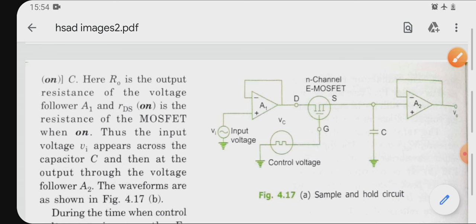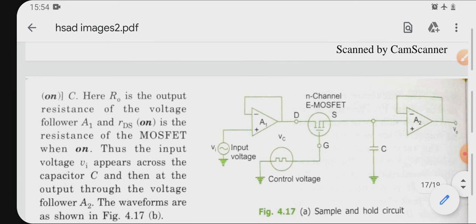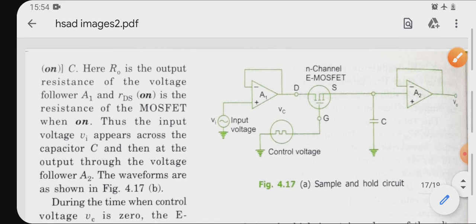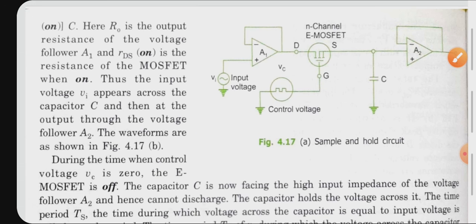So the signal which is applied as an input from this side, Vin, will be applied to the op-amp, then given to the switch, that is the MOSFET, and that will be stored in this capacitor. This C is called a holding capacitor. So input signal samples are amplified by op-amp A1. The control voltage decides the on-off action of the N-channel E MOSFET, which is acting as a control switch, and the control voltage is applied to the gate terminal of the MOSFET.